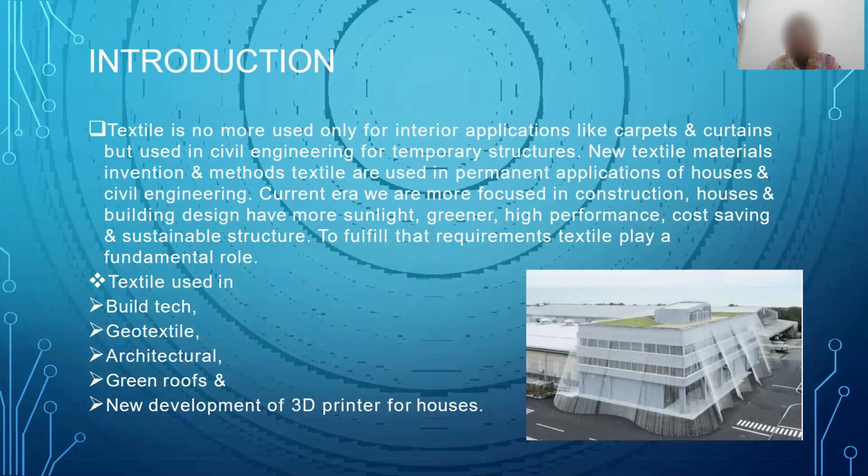To fulfill that requirement, textile plays an important role in our daily life. If we talk about technical textile, it is basically a product manufactured for non-aesthetic purposes where function is the primary criteria. It includes textiles for automotive applications, medical textiles, geotextiles, Buildtech, architectural textiles, or green roof, and also new development for 3D printers for houses.